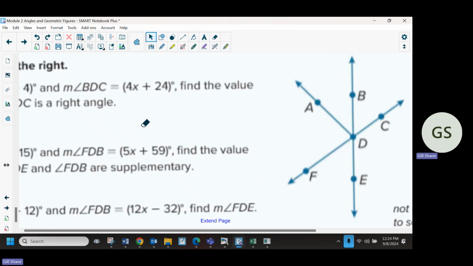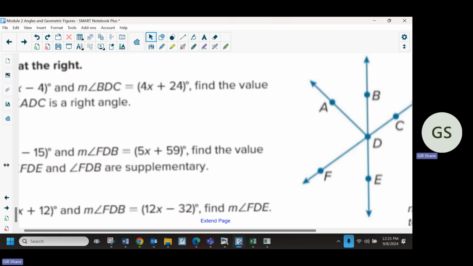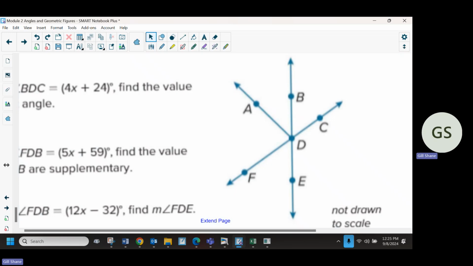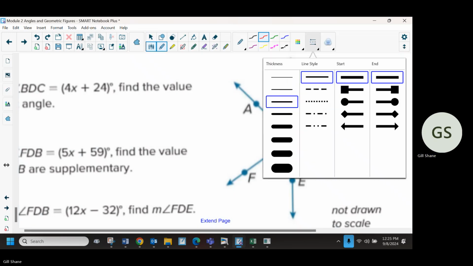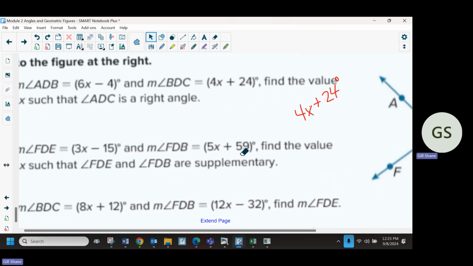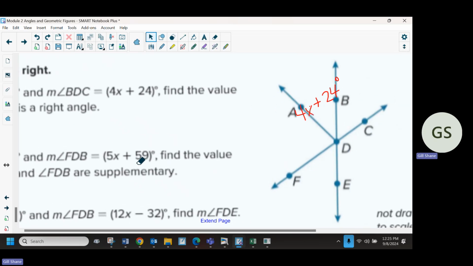Now can I see all of it at once? So BDC is 4x plus 24. So I'll go ahead and write that in. 4x plus 24. And then I'm going to write degrees, just so you understand that's just the measure of the angle. Now, so ADB is 6x subtract 4.